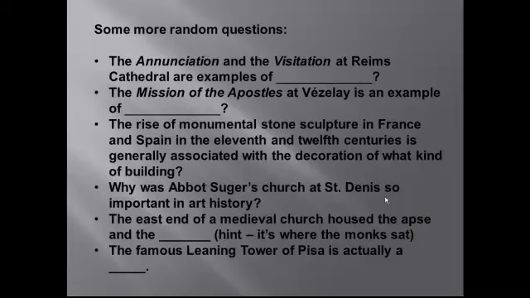The rise of monumental stone sculpture in France and Spain in the 11th and 12th century is associated with the decoration of what kind of building? That is not a hard question. Why was Abbot Suger's church at Saint-Denis so important in art history?